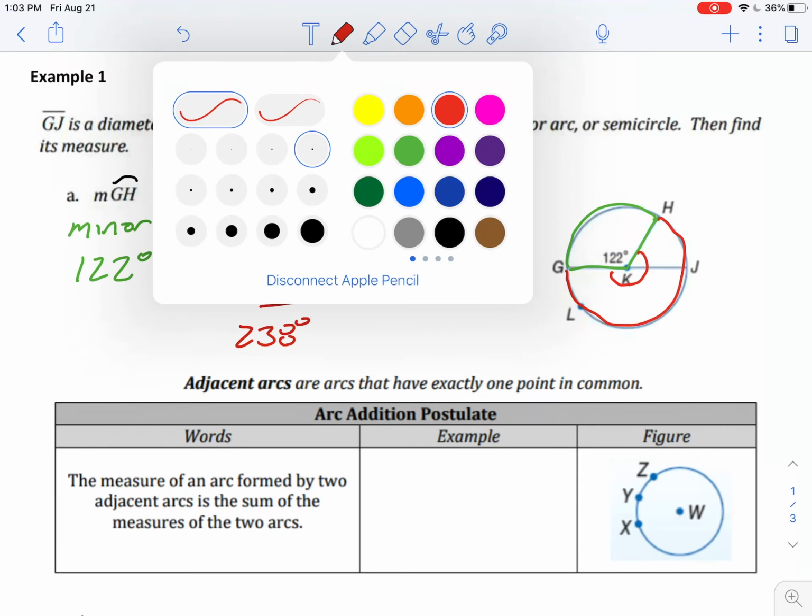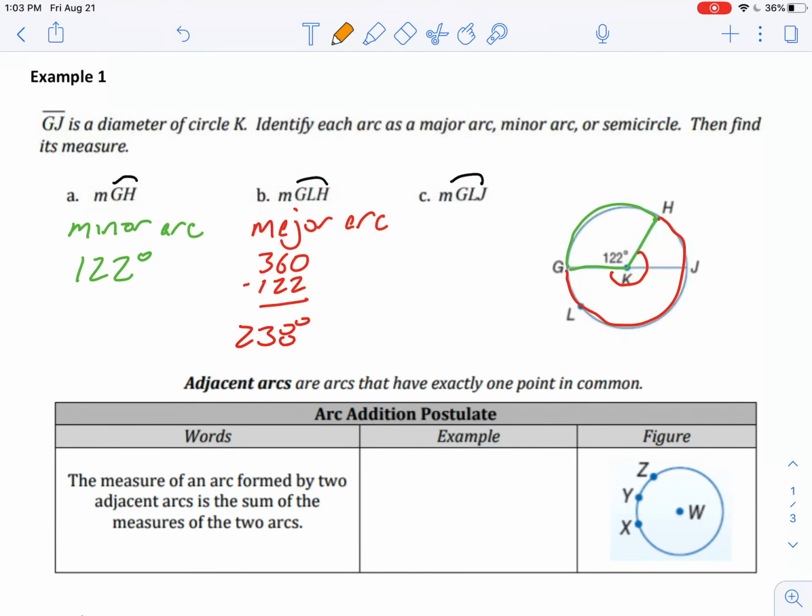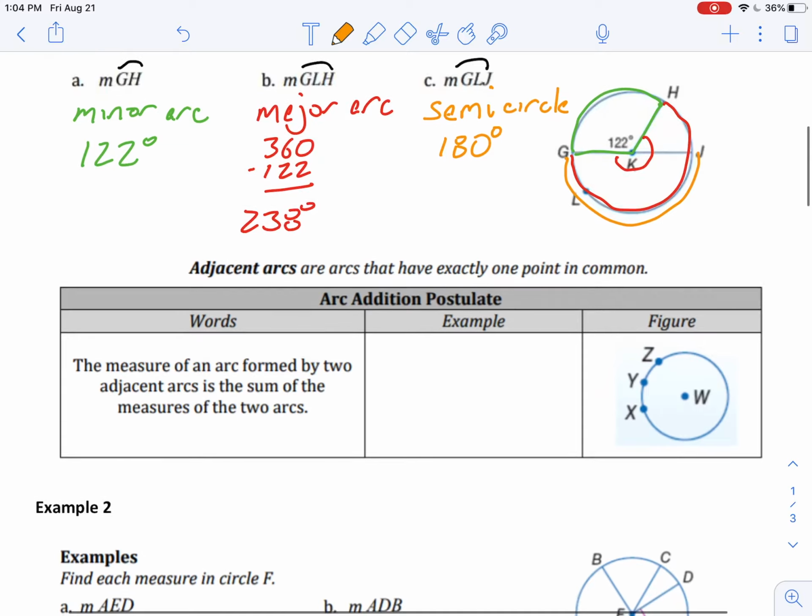All right, last one in this set. Let's go orange. Arc GLJ is half of a circle, so this is a semicircle. And half of a circle is half of 360, which is 180.